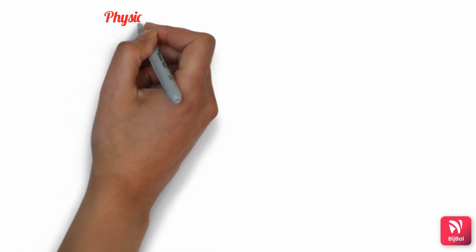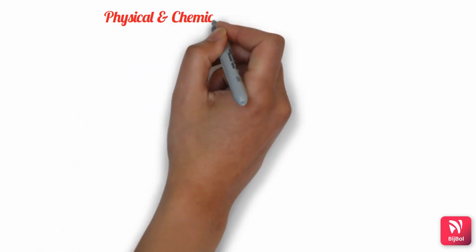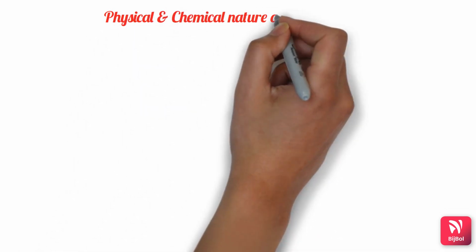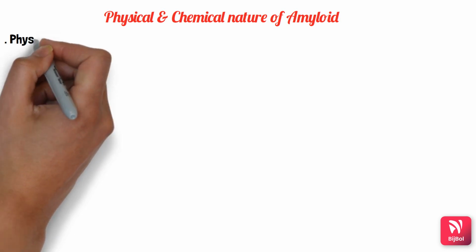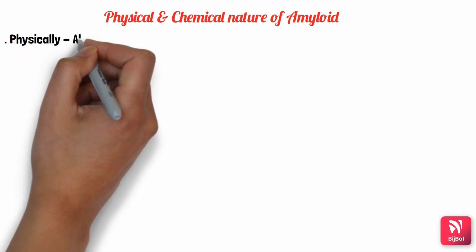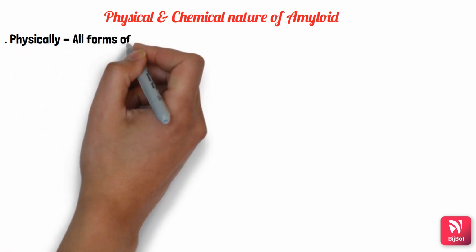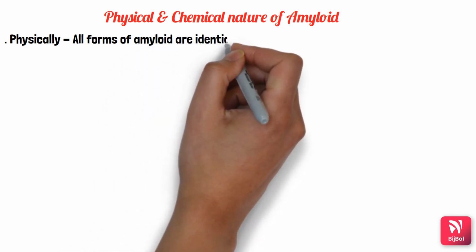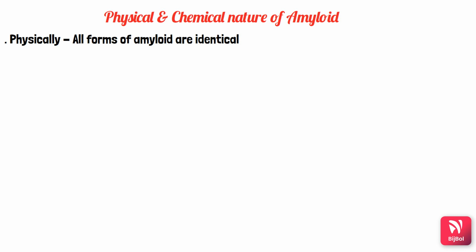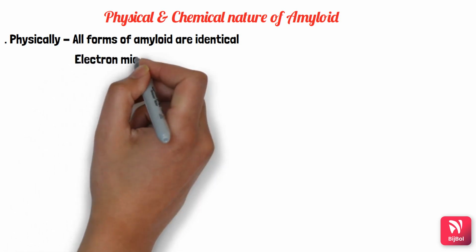Now let's see its characteristics, that is, the physical and chemical nature of amyloid. If we see the physical nature, there are various forms of amyloid, but physically all the forms of amyloid appear identical, and this physical nature can be elicited by electron microscopy or by X-ray crystallography.